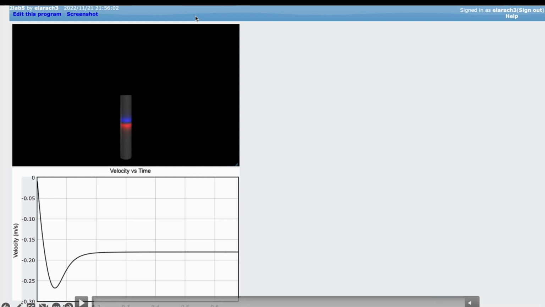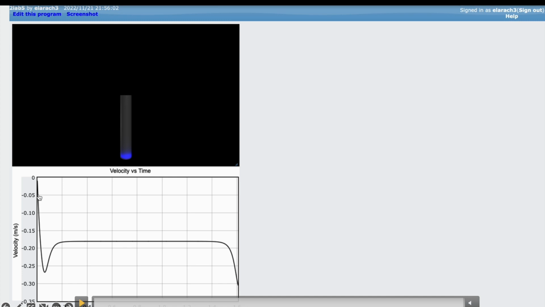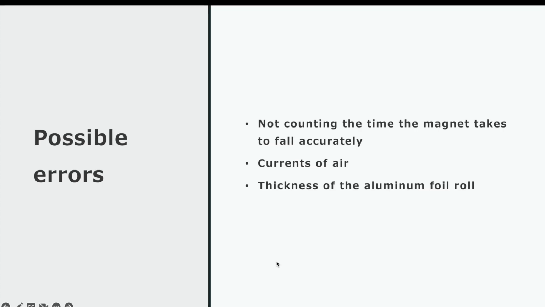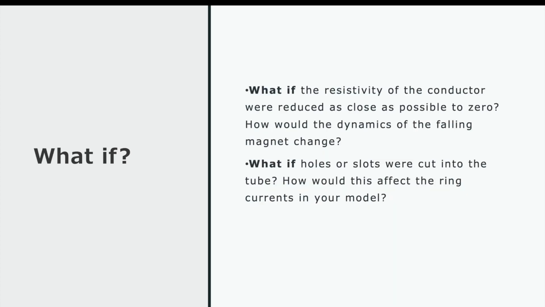So we can see here about the forces. It tells us that in here we only have the gravitational force acting on it, so it's falling very fast. Then when it enters, you have the two forces counteracting each other, so it reaches terminal velocity, and then when it goes out, it starts to fall quickly again. Some possible errors are not accounting the time the magnet takes to fall accurately, some currents of air that could exert some forces, and the thickness of the aluminum foil not being measured accurately.